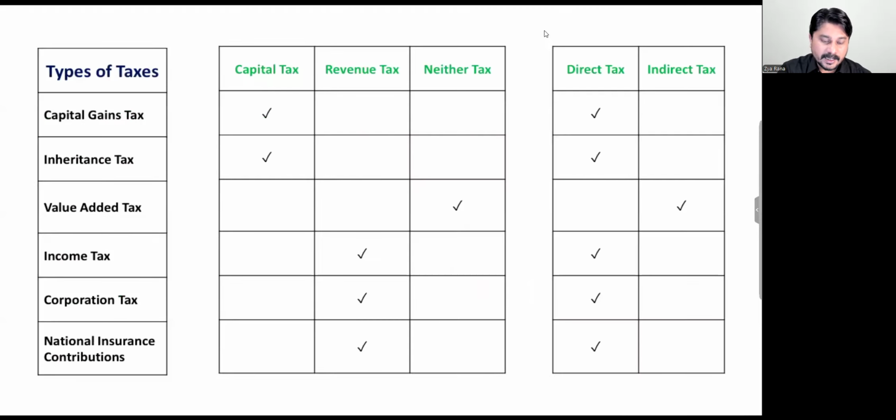Furthermore, here we have a detailed discussion with respect to types of taxes. There are majorly these 5 types of taxes. Along with these 5 types of taxes, national insurance contributions are also paid in the UK. Here, keep in mind, we shall be dividing these types of taxes into capital, revenue, or neither type. Furthermore, we'll be dividing these types of taxes into direct taxes or indirect taxes.